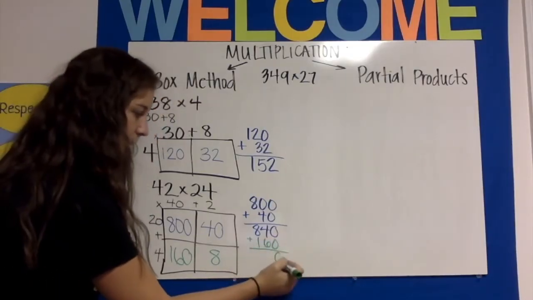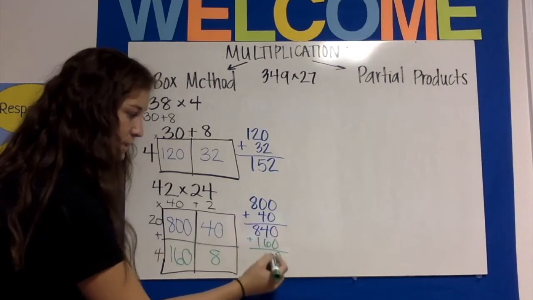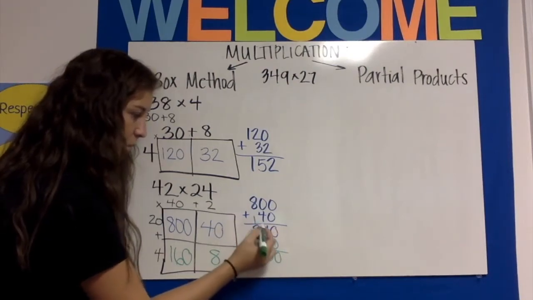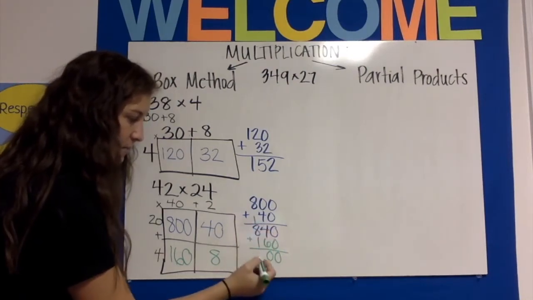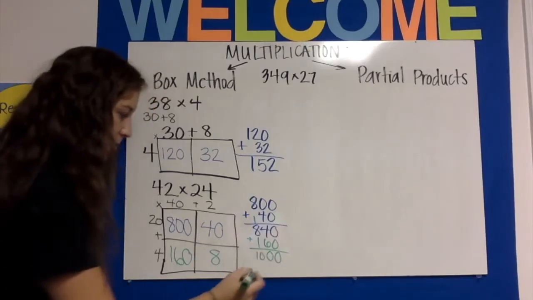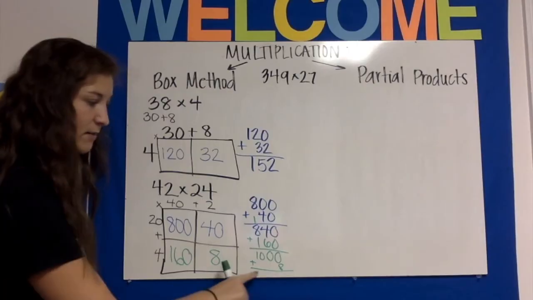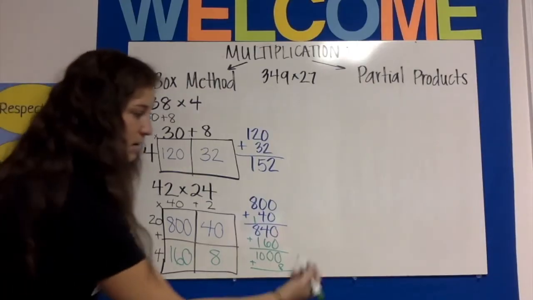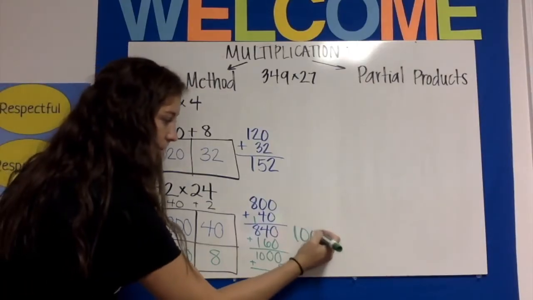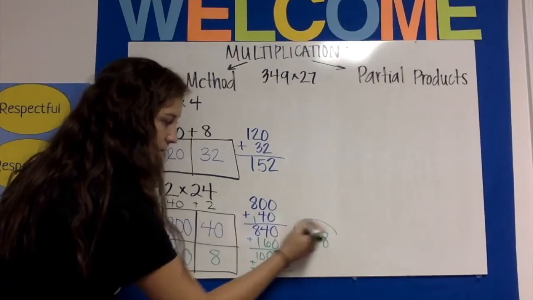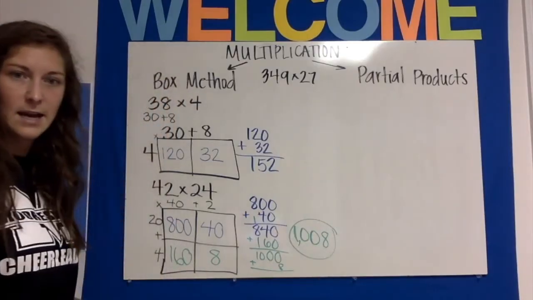And I've got 0, 4 plus 6, I know is 10. 1 plus 8 is 9, plus another one is 10, plus my 8. So now I've got 1,000 plus 8. Well, I know that 1,000 plus 8 equals 1,008 as my answer.